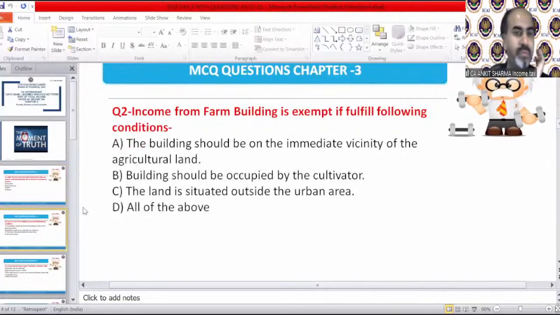Next question. Income from farm building is exempt if fulfilling the following condition. The building should be in the immediate vicinity. Read the options and send me the correct option.